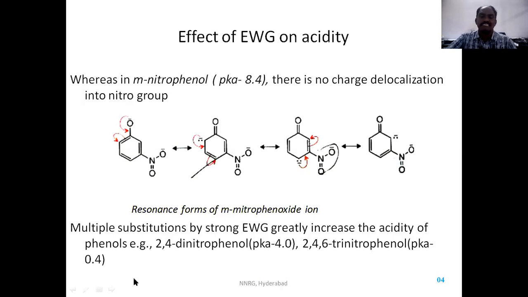Very strong acidity, very strong acid. So when you compare phenol, nitrophenol, dinitrophenol and trinitrophenol, trinitrophenol is a very strong acid, dinitrophenol has a pK value of 4, nitrophenol has a pK value of 7.2, and phenol is 10. So the conclusion here is that when an electron withdrawing group is present on the aromatic nucleus, the acidity of phenol increases.